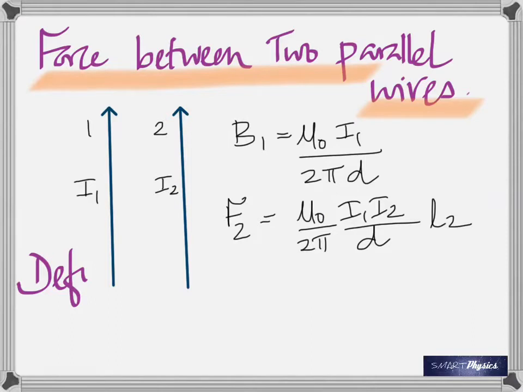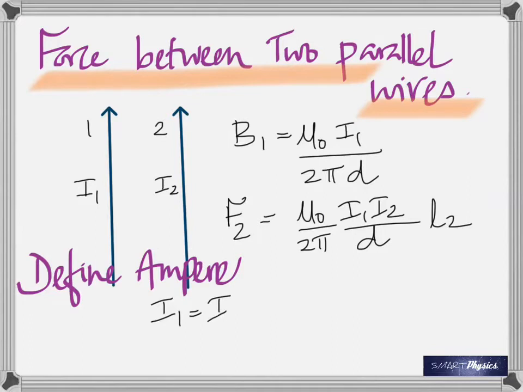Okay, I'm going to define an ampere. 1 ampere is that current which, when flowing through two parallel conductors kept 1 meter apart in free space, exerts a force of 2 times 10 to the negative 7 newtons per meter of the conductor. Last time: 1 ampere is that current which, when flowing through two conductors kept 1 meter apart in free space, exerts a force of 2 times 10 to the negative 7 newton per meter of each conductor. That is the definition of an ampere.